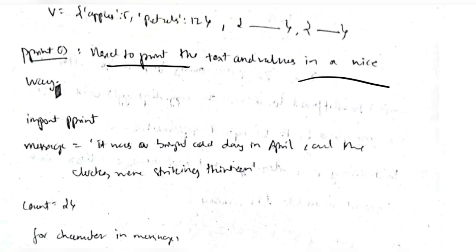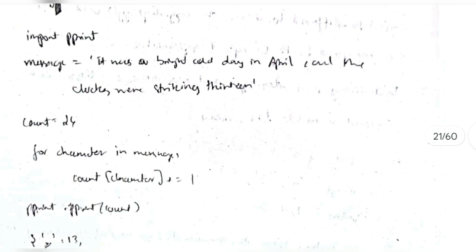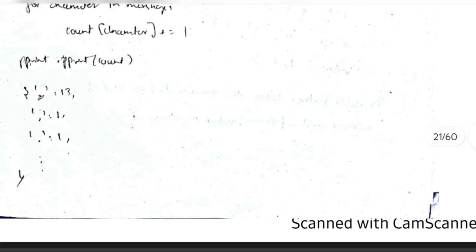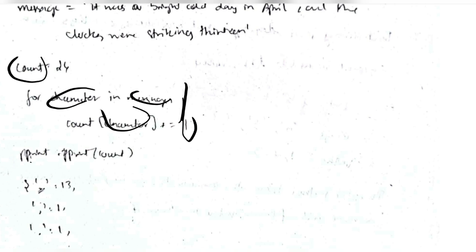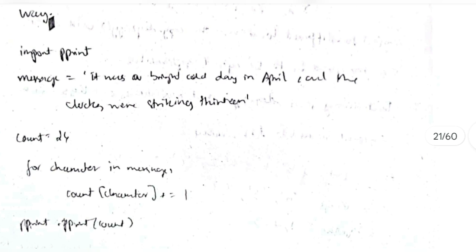pprint is used to print the text and values in a nice way. So we'll import pprint, then the message will be there. If you want to calculate how many times each letter has occurred, you will be using pprint. If you don't use pprint also, it will get printed, but in an unreadable format. So what we are doing is accessing each character in a message, and if that character is already present, we are incrementing its count by 1. So count is a dictionary. For each character, how many times it has occurred is getting stored. For example, space occurs 13 times, comma 1 time, dot 1 time.